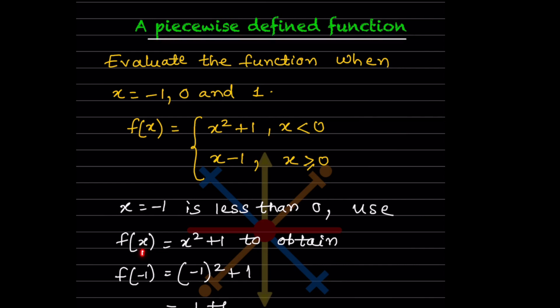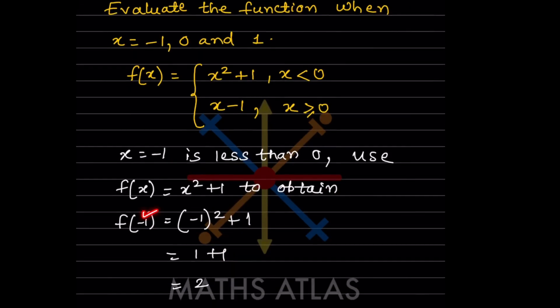So wherever you see x, we are going to write minus 1. So in this one, what will you do? Minus 1 square plus 1. So minus 1 square is going to be 1, 1 plus 1 is going to be 2. So f of minus 1, the value will be 2.